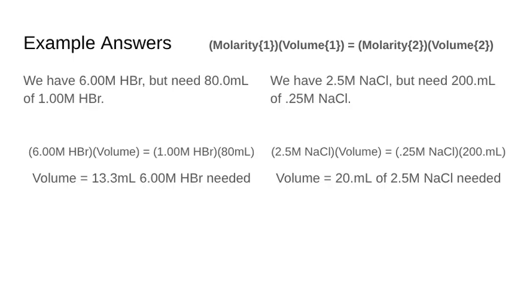Then on the right, we have 2.5 molar sodium chloride, but we need 200 milliliters of 0.25 molar sodium chloride. So just like the past two examples, we can plug this into our equation, use some simple algebra. I have the numbers plugged in the equation right there, but just like the other ones, we solve for volume. And we see that volume is going to equal exactly 20 milliliters of 2.5 molar sodium chloride is going to be needed to dilute that 200 milliliters to get it exactly 0.25 molar sodium chloride.